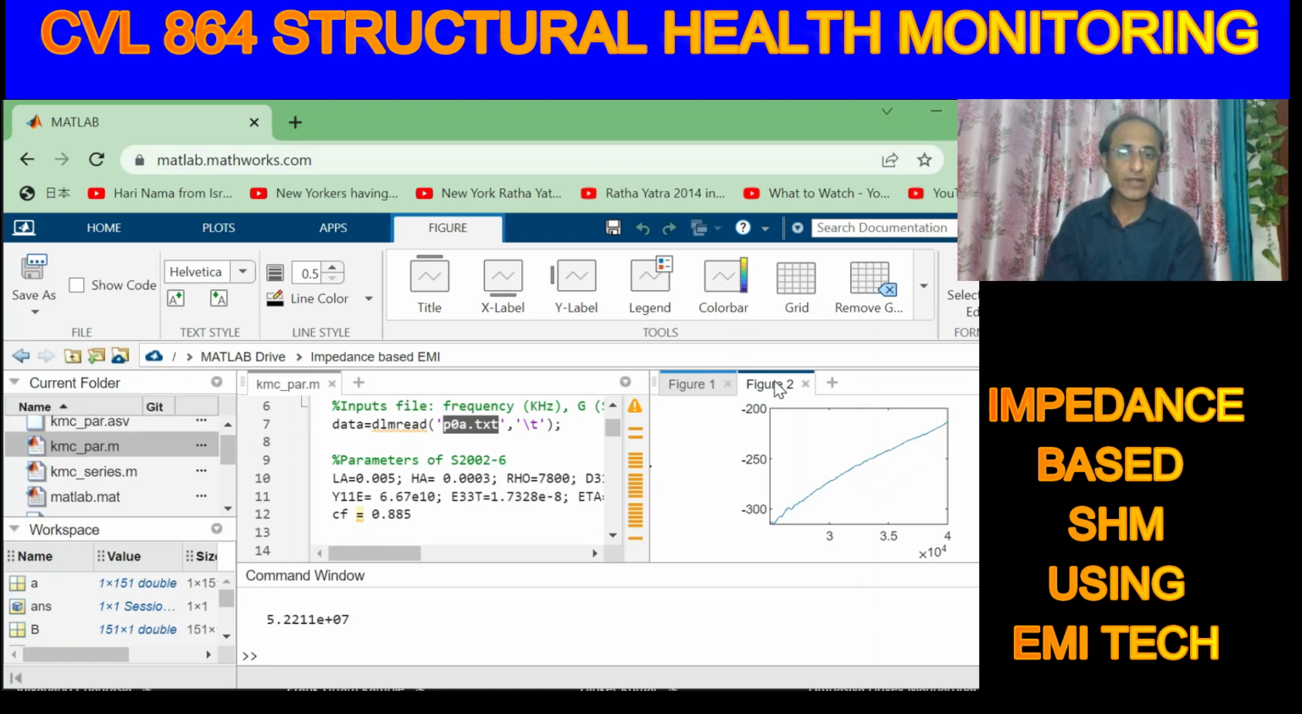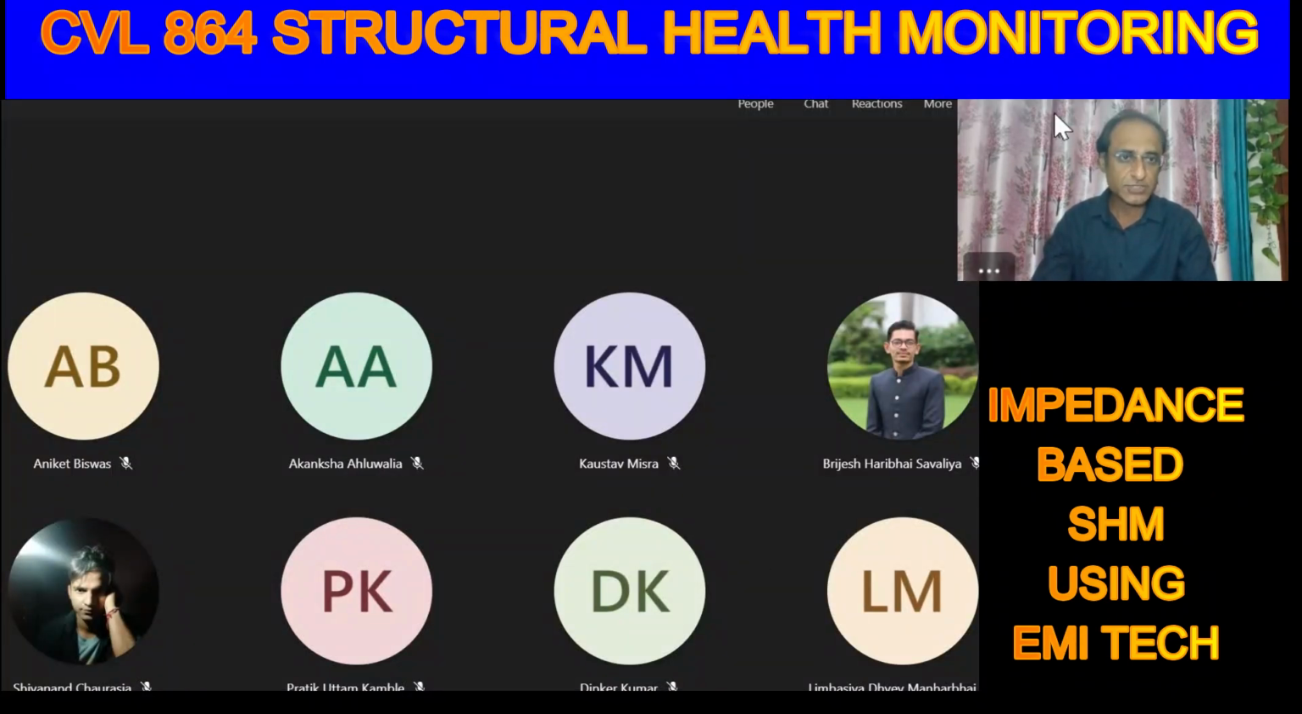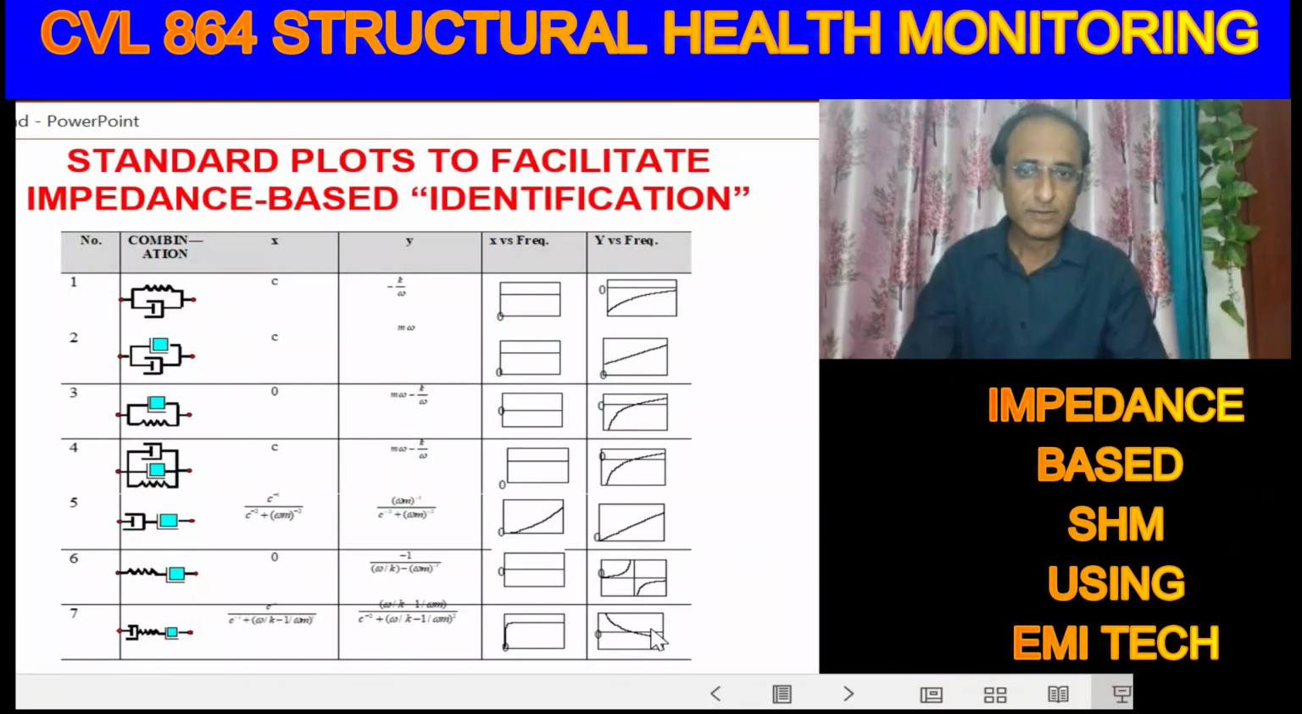And to help you, I'll just project the standard plots. So I'm just unsharing this for a couple of seconds and then sharing the PPT. Can you identify the system? In fact, the system is similar to this parallel spring damper. The first one. First one, right?